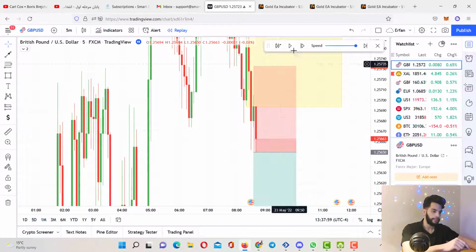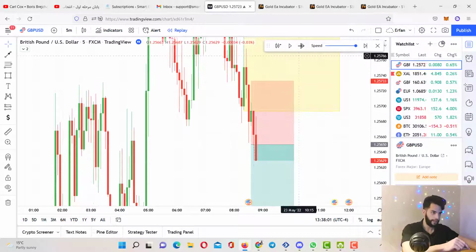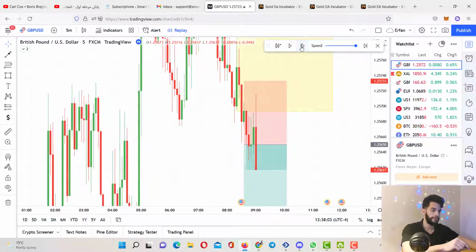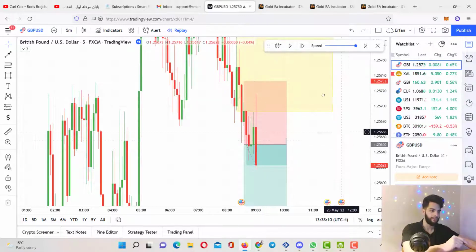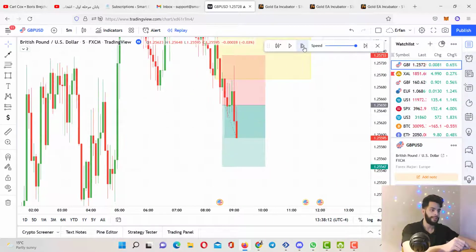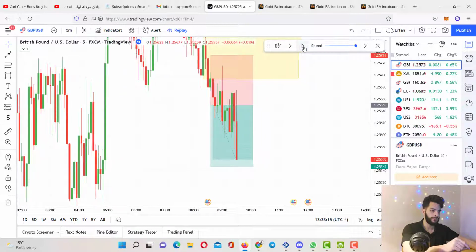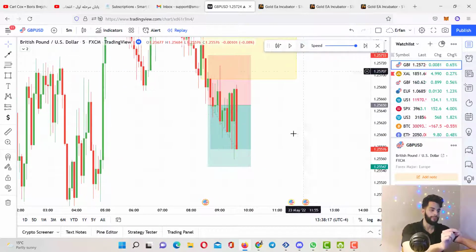I think yeah, it triggered my entry, came down further, and I got lucky that I put my stop loss here, not above the candle, because I would have got stopped out, but I didn't. And then the price was coming down and down and down. Let me show you where it got reversed.